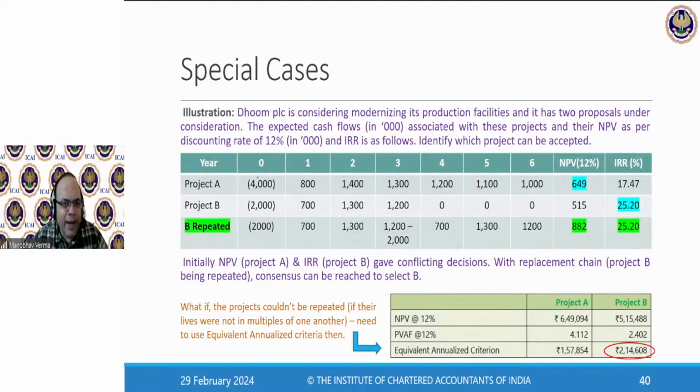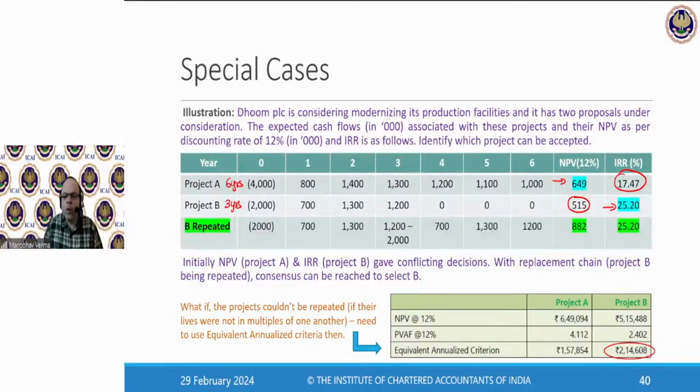Can you see project A is spread over 6 years here? Only look at the first two rows right now. Project A is giving you an NPV of 649 and an IRR of 17.747, but project B is giving you an IRR of 25.2 and an NPV of 515. That means, is it a conflicting decision? Yes or no?